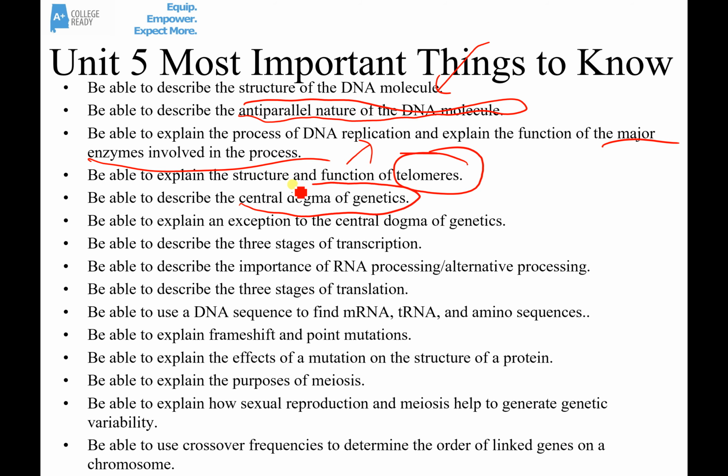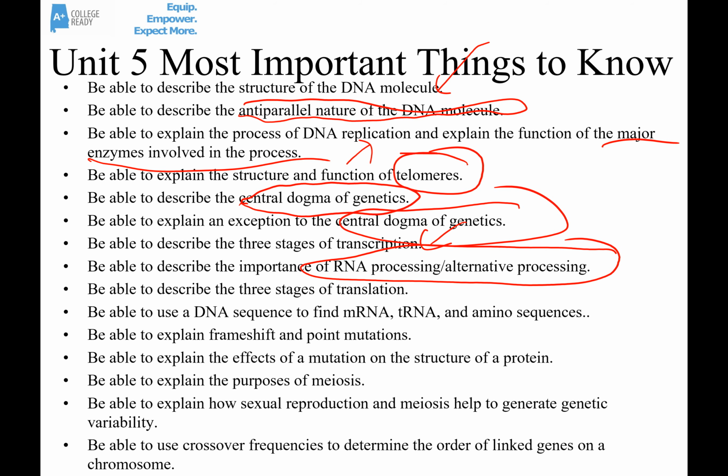Make sure that you have a thorough understanding of the central dogma of genetics, the process of using DNA as the directions for making proteins. Be able to describe an exception, for example, like a retrovirus, to the central dogma of genetics. Know and be able to describe the 3 stages of the transcription process. Also be able to explain how it happens and why that RNA processing or alternative processing is really, really important.